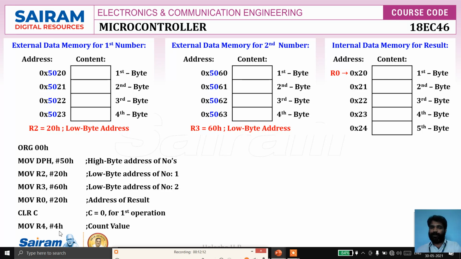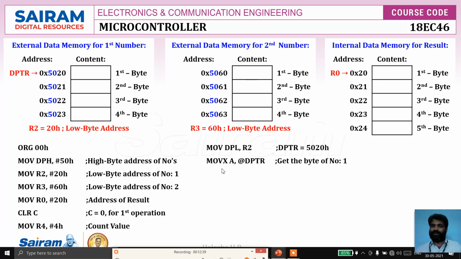Now we'll see the operation. To get the first byte of the first number, DPL should have 20H, which is stored in R2. So MOV DPL, R2. DPH is already having 50H, and R2 is 20H. If we copy that into DPL, together DPTR becomes 5020. That means it is pointing to this location. Get that number using the instruction MOVX A, @DPTR, and store that in a temporary register R5. So R5 has the first byte of number 1.